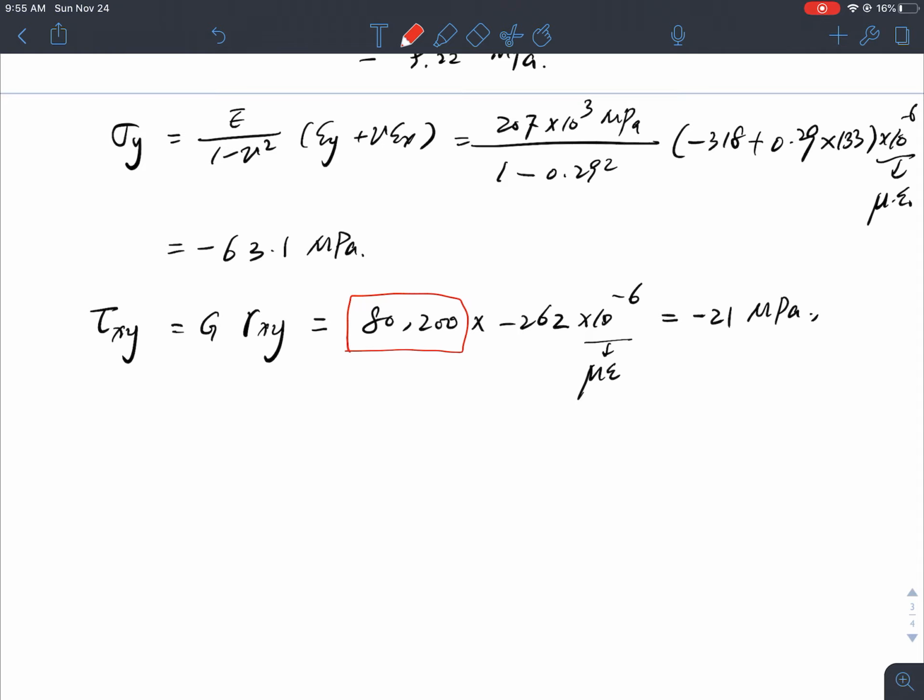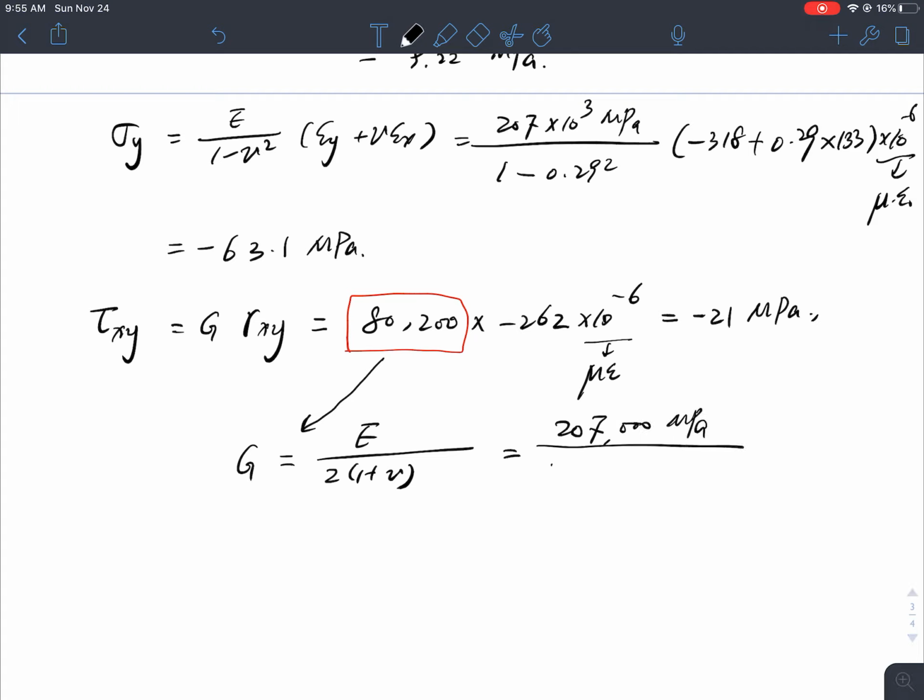And you say, where is this 80,200 coming from? It comes from the shear modulus G, which is Young's modulus E divided by 2 times 1 plus nu. So that is 207,000 megapascal divided by 2 times 1 plus 0.29, where 0.29 is the Poisson ratio, equal to 80,200 megapascal. So that is where the G comes from.